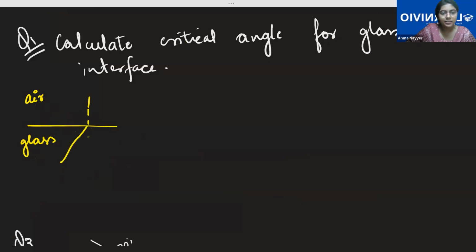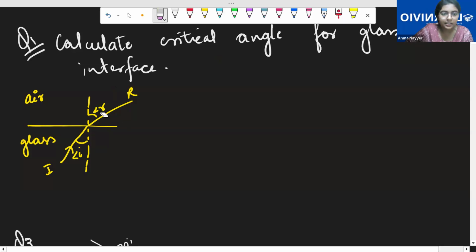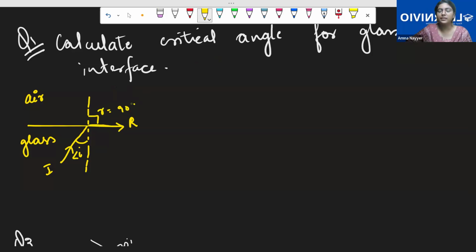Now it says calculate the critical angle. So like this will be the angle of incidence. This is the incident ray, and this is the reflected ray, and this is the angle of refraction. See, critical angle means you have to make this refracted ray graze over the surface. So this will be a refracted ray, and directly the angle of refraction becomes 90.